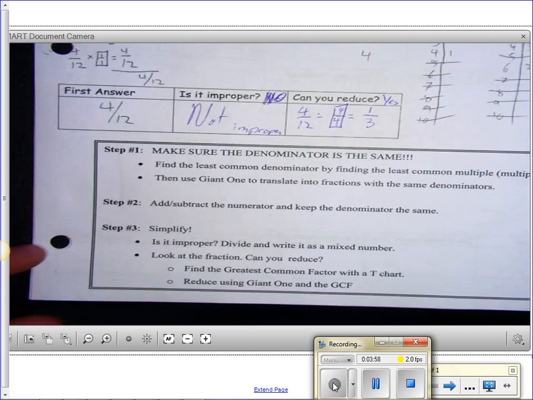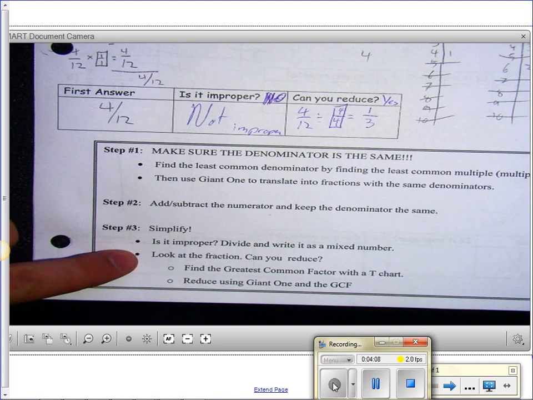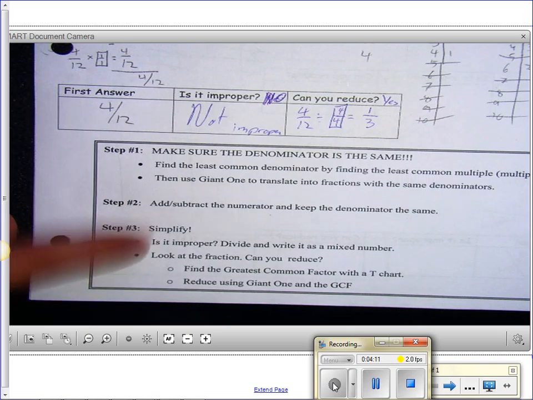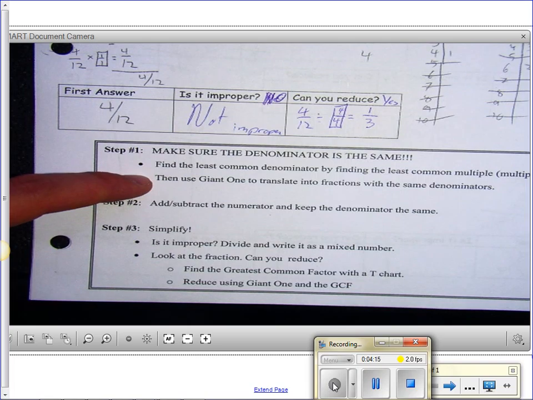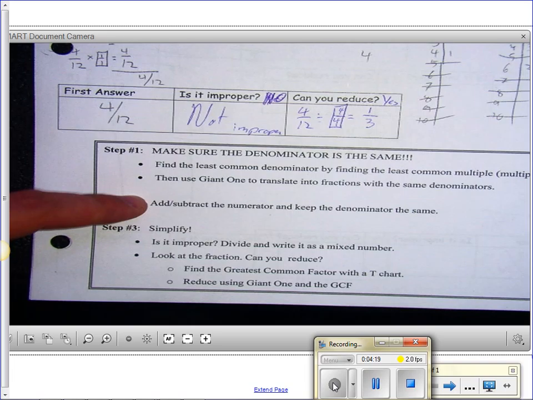As you notice, the steps are exactly the same as they were yesterday. The only thing that I added was this bit at the bottom. It still has the least common multiple. It still has the giant 1 to translate the fractions into the same denominator. Add or subtract the numerator and keep the denominator the same.